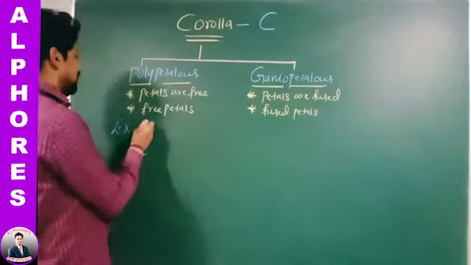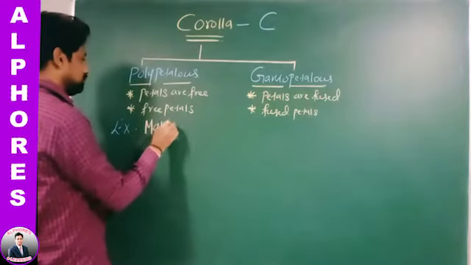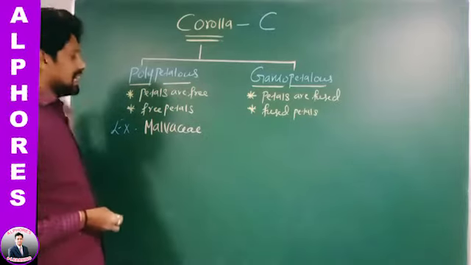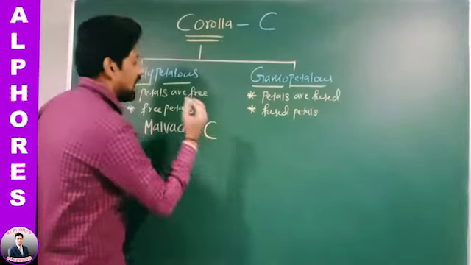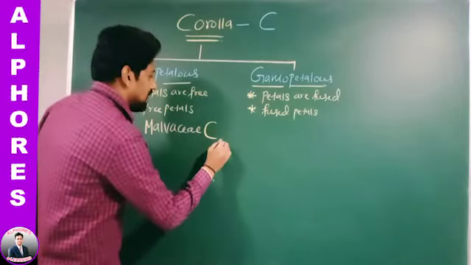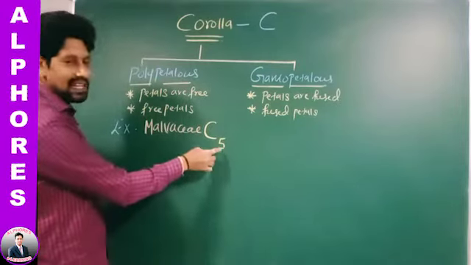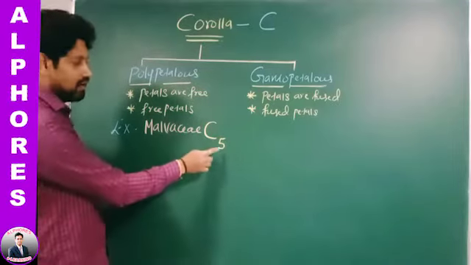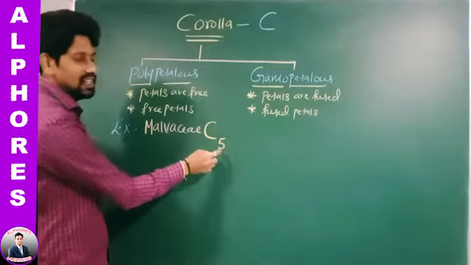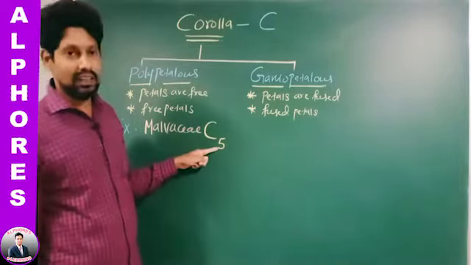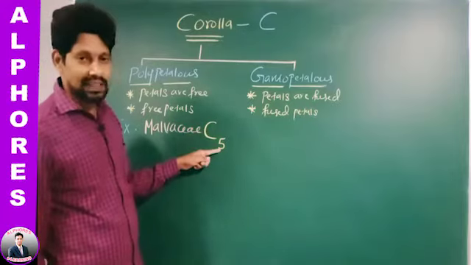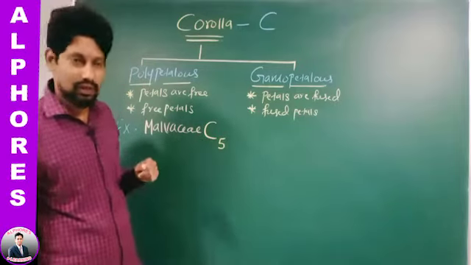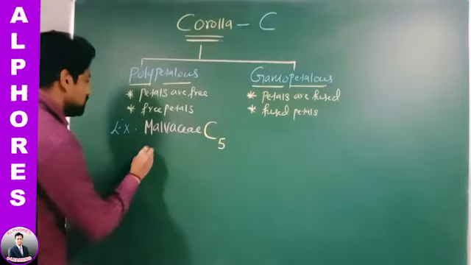Number one, Malvaceae family. In case of Malvaceae family, this corolla contains five petals. These five petals are free, so I am not keeping these five inside the brackets. Therefore, C5 indicates corolla with five petals which are free. How do you know they are free? As they are not inside the bracket.